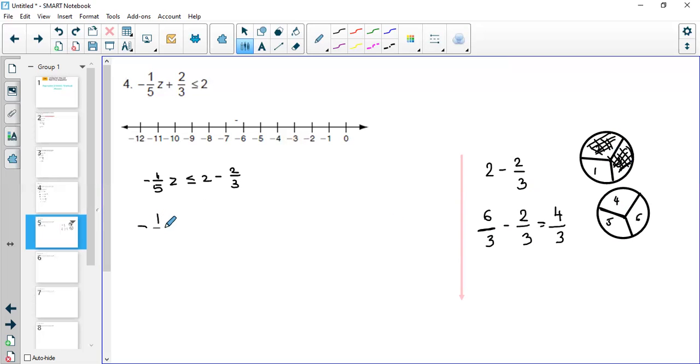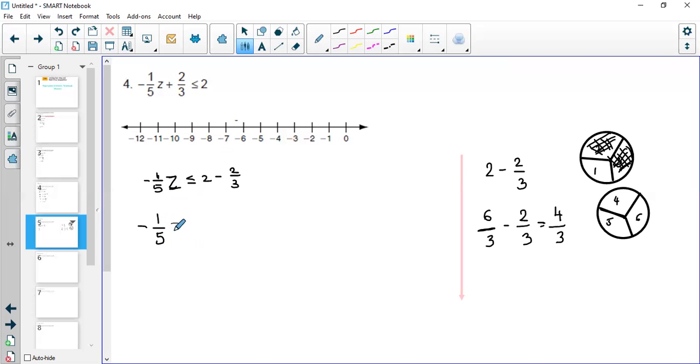So negative 1 over 5 z is less than or equal to, oops, I'm saying less than or equal to, and then I'm writing greater than or equal to. And also here I have written, okay, my z also looks like the equal sign, the greater and lesser sign. Let me make it a bit bigger for you. Fine.